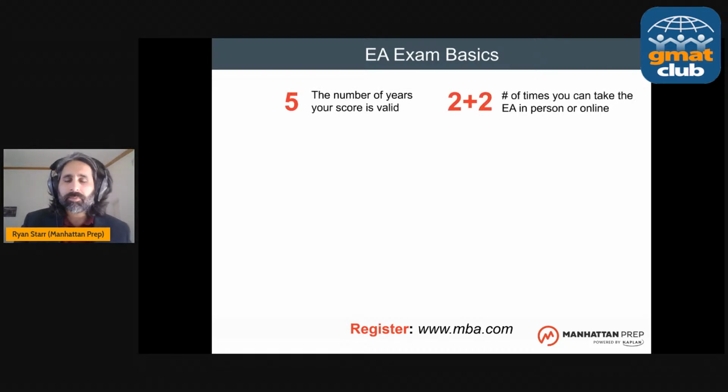EA exam basics, score is good for 5 years. You can take it 4 times, and this is key. The internet is a bit outdated on this because it wasn't always the case. It used to be that you could only take the EA twice. Then they added the online version of the exam and one more attempt with that online version of the exam. So you could take it twice in person and once online. Now you can take it twice in person and twice online. You can't take it 4 times in person. You can't take it 4 times online, but you can take it 4 times total if you break it down in this 2-and-2 way.